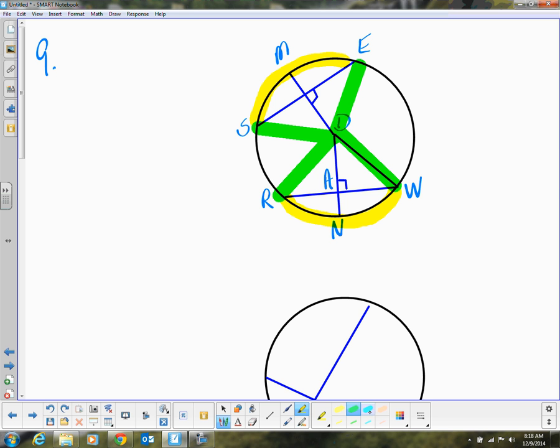Wait, so if the thingy's in the middle of the circle, it's central? That's a central angle because the vertex is on the center.